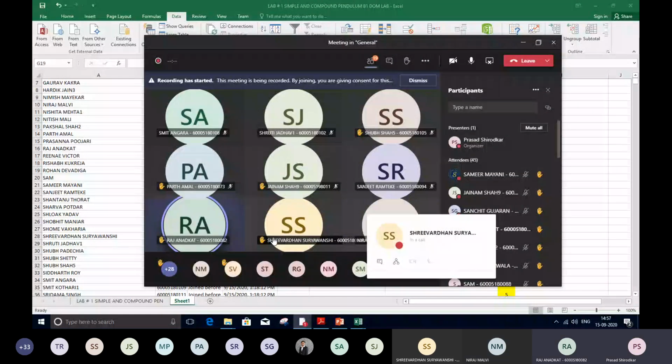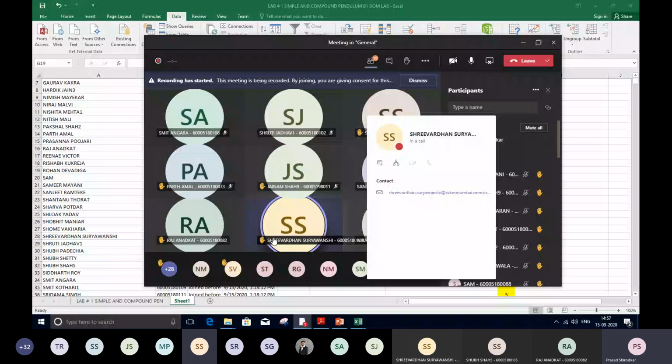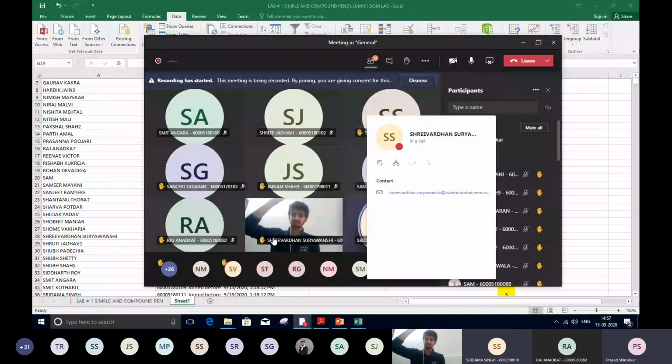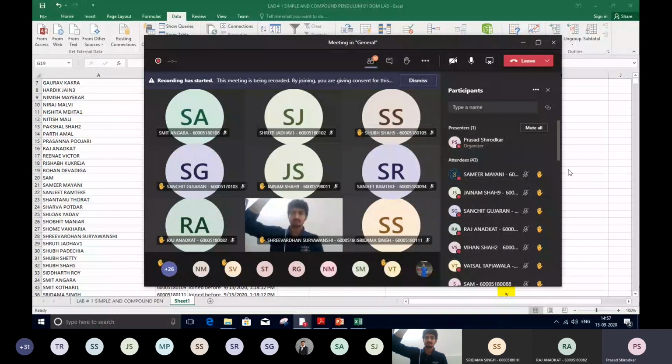Srivardhan Suryavanshi. Sir, by when do we have to submit these values and the experiment? Till next turn. Okay, sir. So I have this mass and the effective length is. Srivardhan Suryavanshi, this will be the last student as far as the demo is concerned. The rest of the students who have not given the demo do not have to worry. They can give the demo during the next practical.